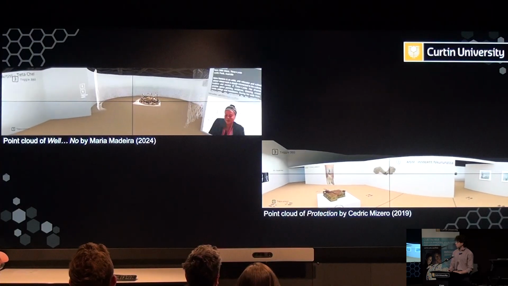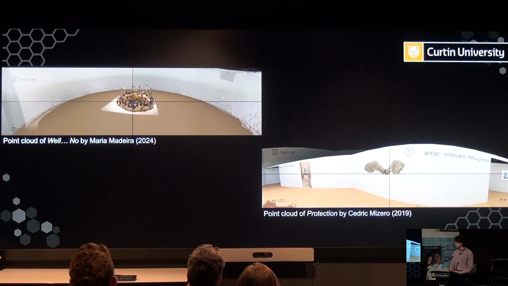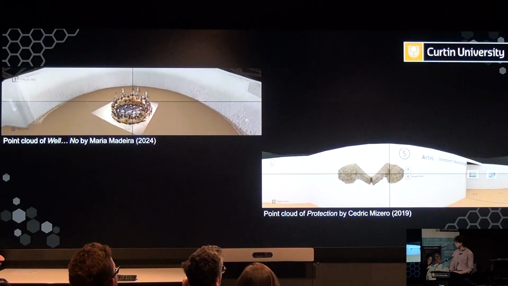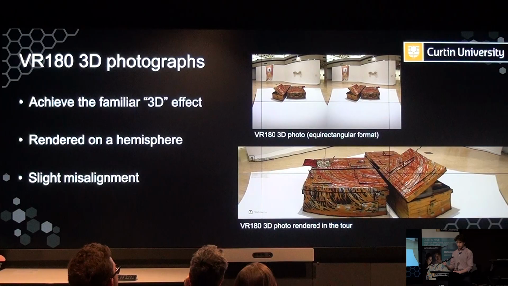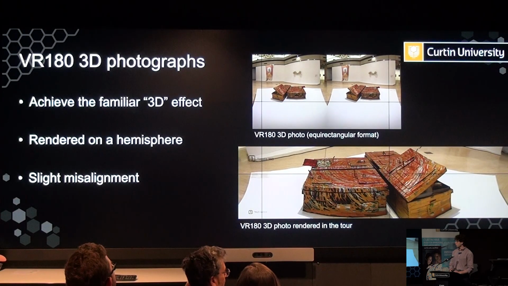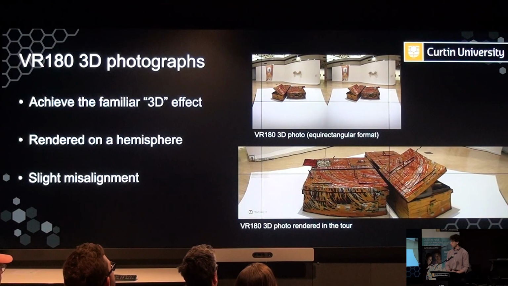These are two more works, Well Known by Maria Madeira and Protection by Cedric Mitterrand. Now, to partially compensate for this loss in visual quality, we decided to use VR 180 3D photographs. And these photographs help achieve this 3D effect when you put on the 3D glasses, where the image kind of pops out of the screen. Overall, it was good. We had slight vertical misalignments, which made it a little bit unpleasant to view that we couldn't resolve, but overall still pleasant enough to view to be used in the final version.